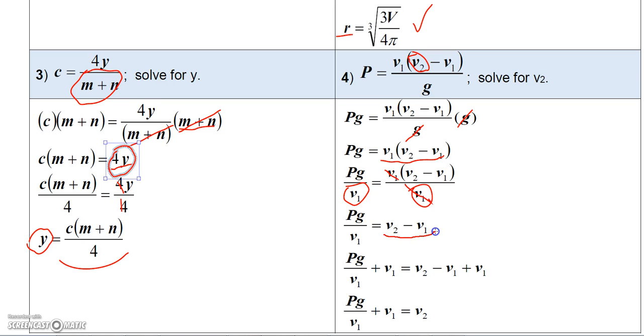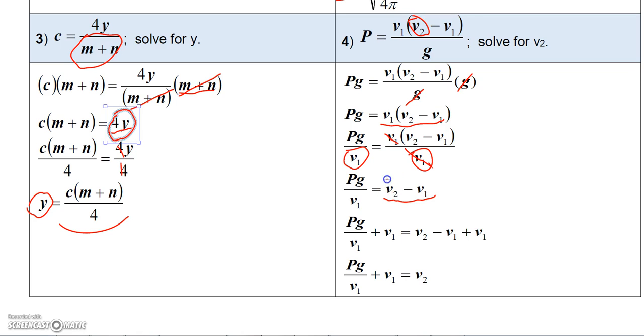Now we're getting close. Now remember, what I want to solve for is V2. So all I have to do is get rid of this minus V1. And there's an easy way to do that, just add V1 to minus V1, and that'll cancel it. But if I add V1 on the right, I have to add V1 on the left. So I get PG over V1 plus V1. And then over here, when I added the V1, it canceled. So now I've got V2 isolated, and so V2 equals PG over V1 plus V1. And so there's your answer for V2.